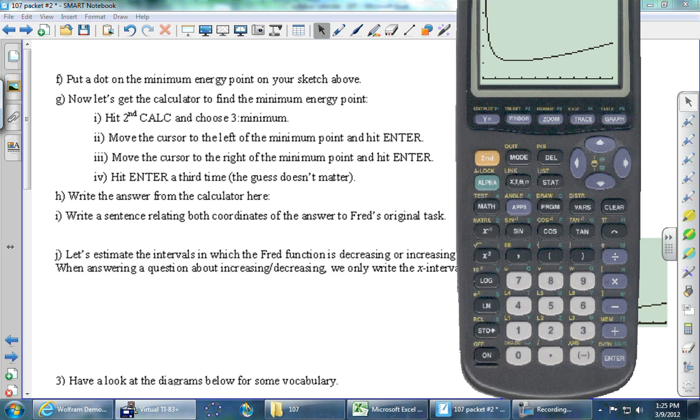Okay, let's pause there. Everybody hitting second and then calc. And then you can see a list. Some commands are familiar to us. There's a new one that we're interested in, and it's minimum because we're trying to find the minimum energy point. So we hit 3. Go ahead, Tyler.